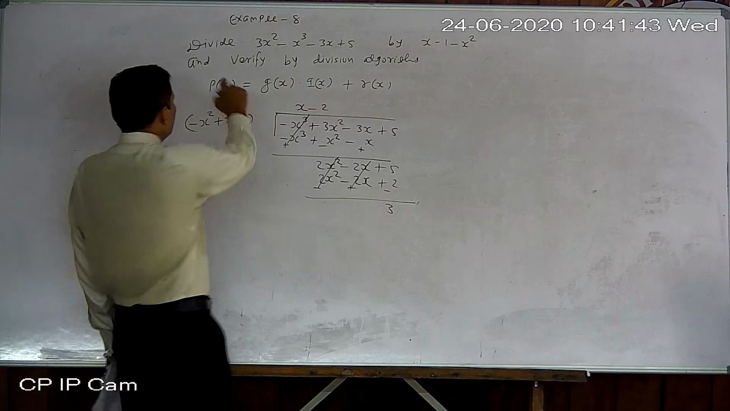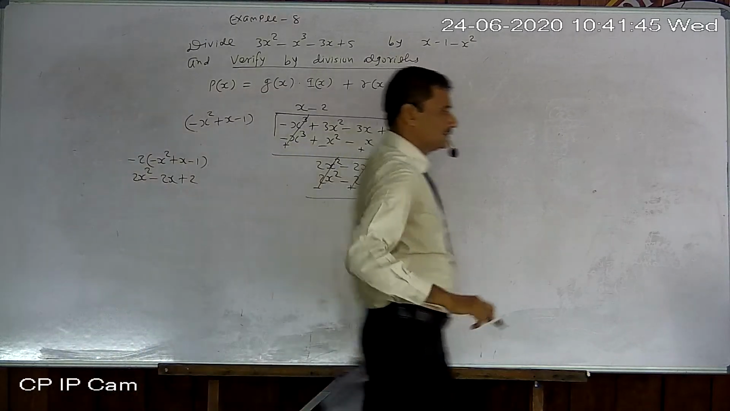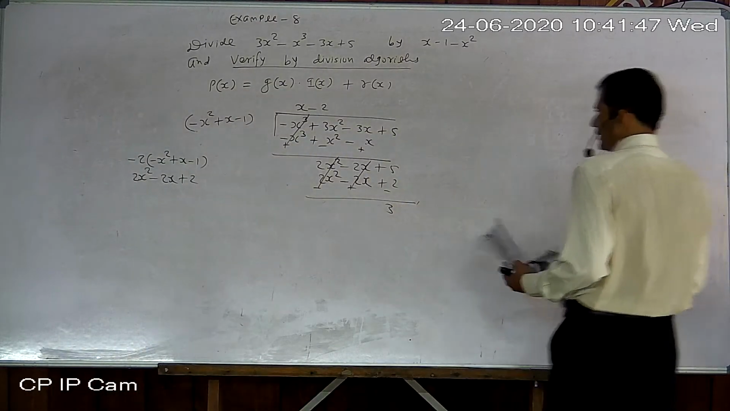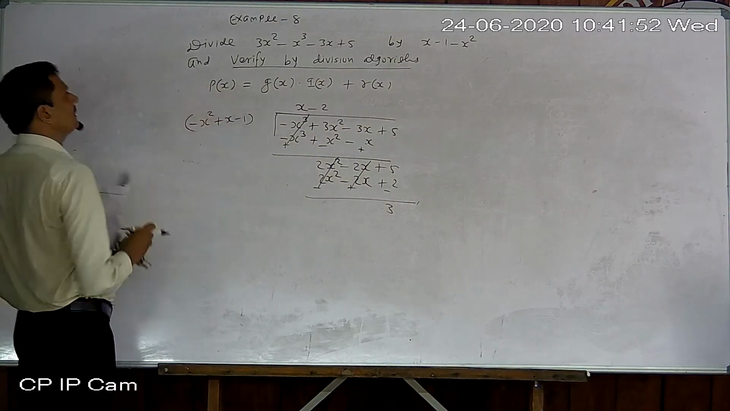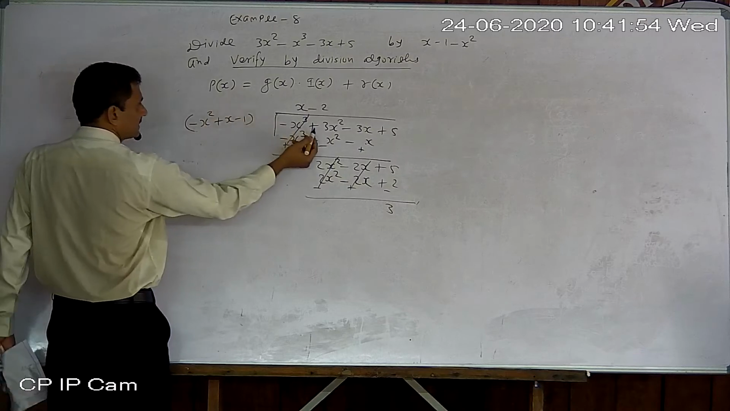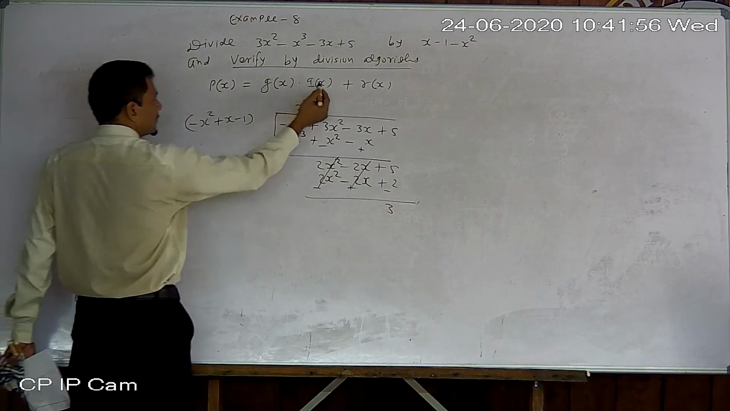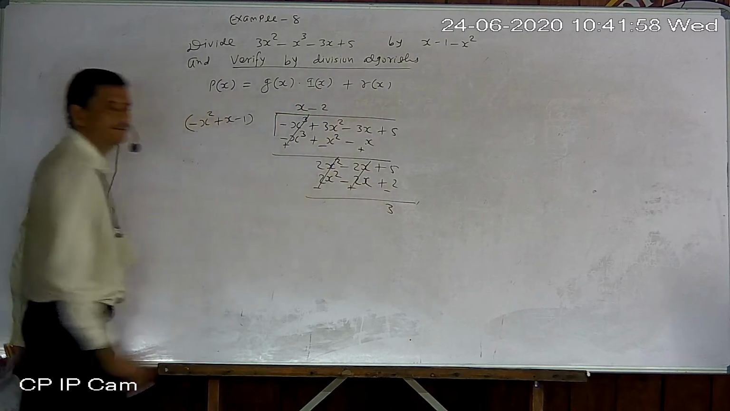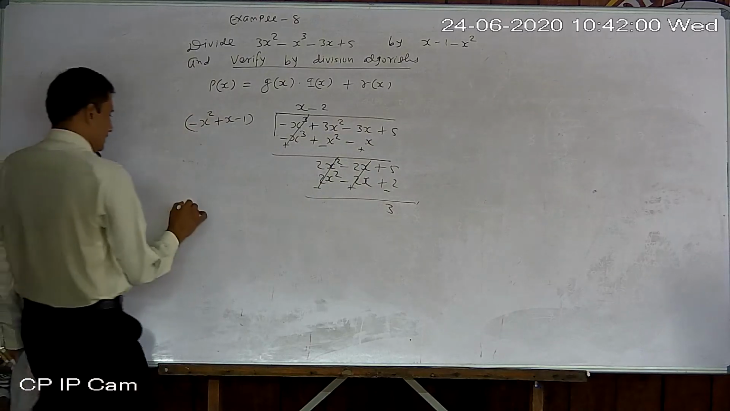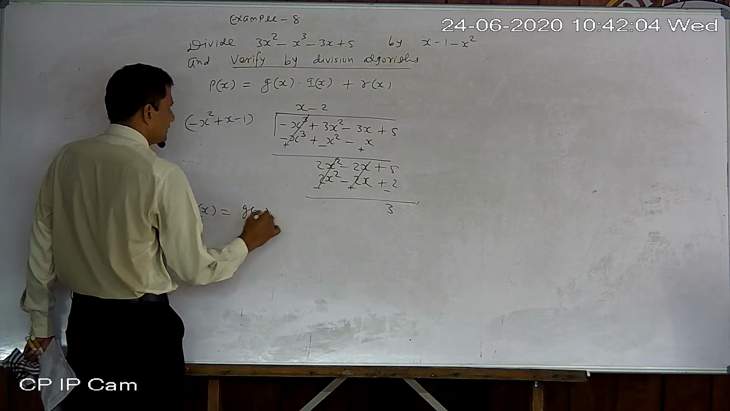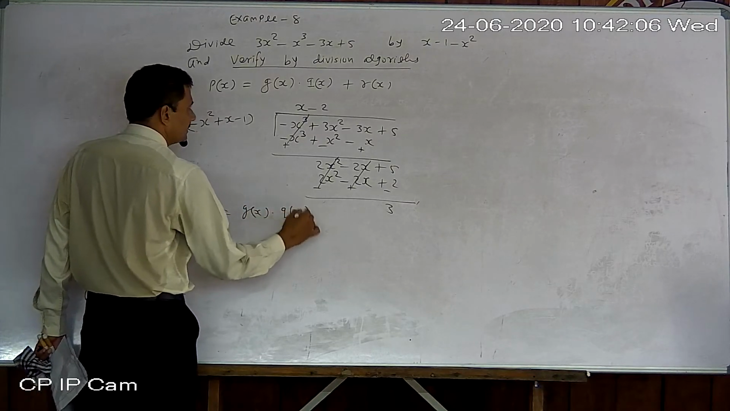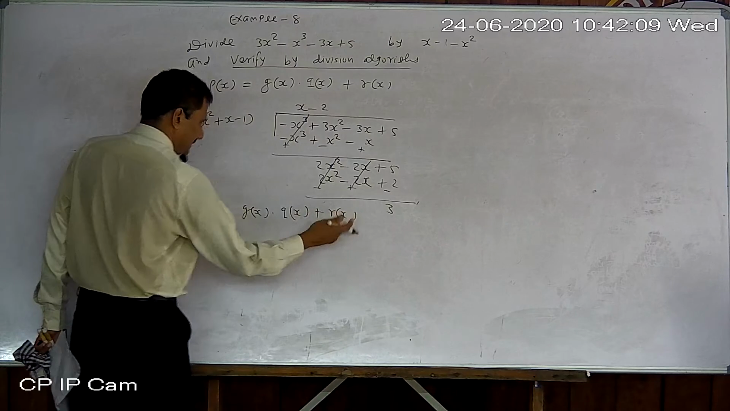Now, verify by division algorithm. So, just verify our division process by division algorithm. So, here P of x is this, G of x is this, Q of x is this, and R of x is this. Okay, so write down accordingly. So, P of x equal to G of x into Q of x plus R of x. So, write down all this.